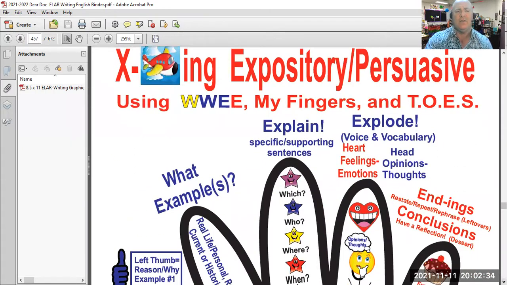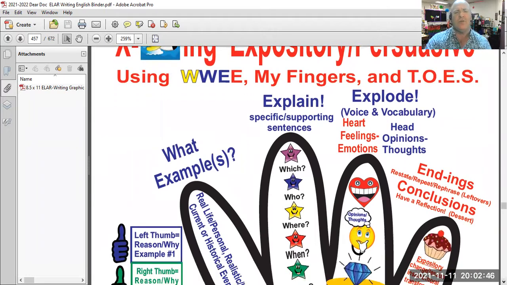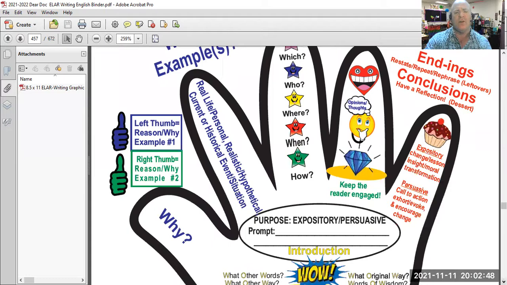We all have a hand, so let's give ourselves a hand for having a hand. I call it explaining, expository, and persuasive using WWEE, my fingers and my toes. Right now, because we're only trying to get to a 3, we're only going to focus on our fingers.